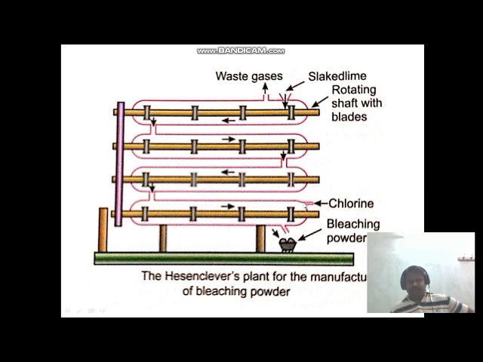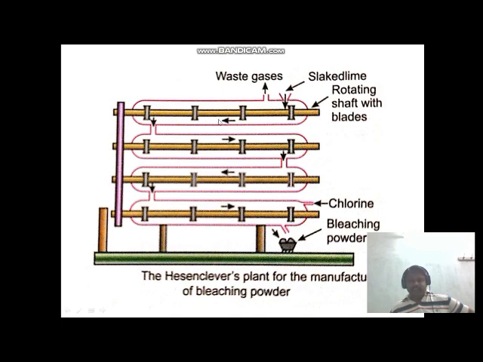From the bottom, chlorine gas is passed in. See here, chlorine gas enters the bottom position of the first cylinder. Next, it enters the bottom of the second cylinder, then the third cylinder, then the fourth cylinder. Going upwards from the bottom, it enters the fourth cylinder, next the third cylinder, then the second cylinder, then the first cylinder.